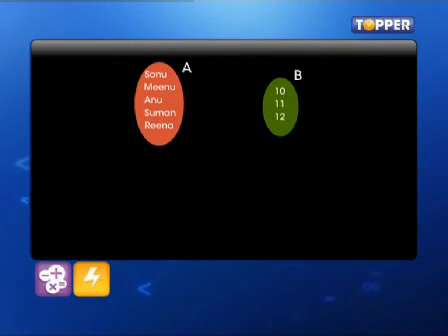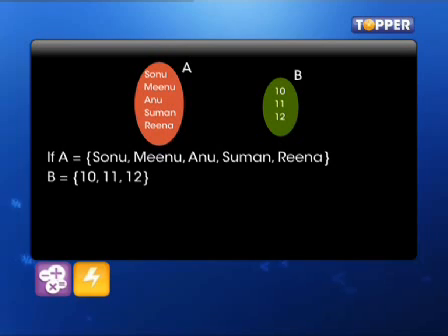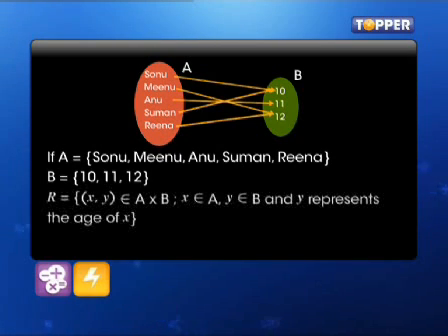Now let's construct two sets. Set A is equal to Sonu, Meenu, Anu, Suman and Reena. And set B is equal to 10, 11 and 12. Then the relation R is a particular subset of the Cartesian product A cross B. In fact, R is equal to the set of ordered pairs X, Y in A cross B such that X is in A, Y is in B and Y represents the age of X.